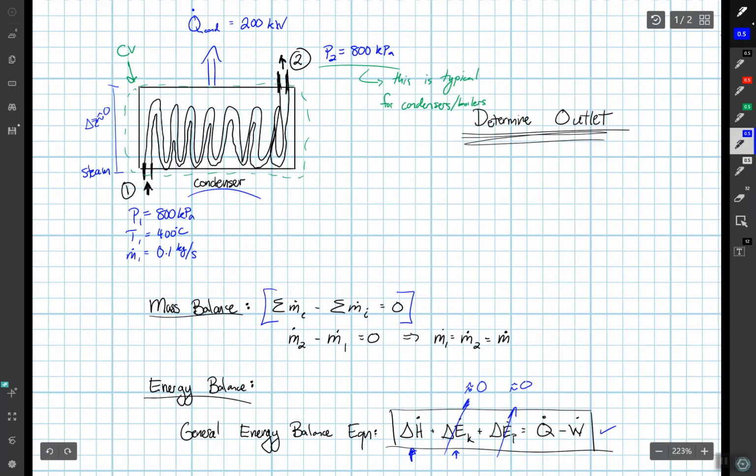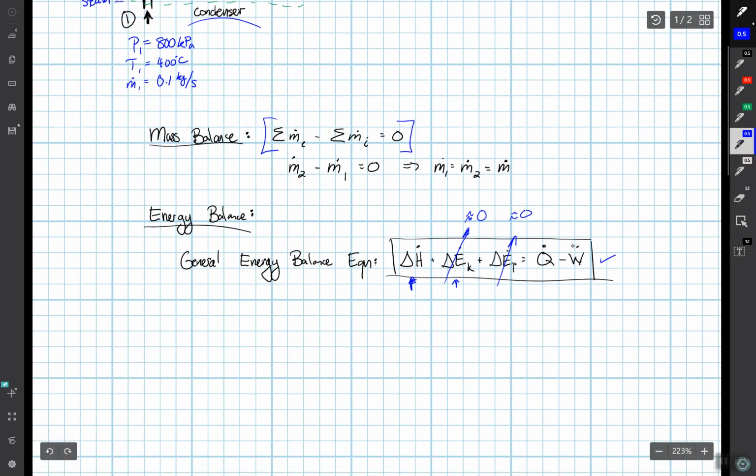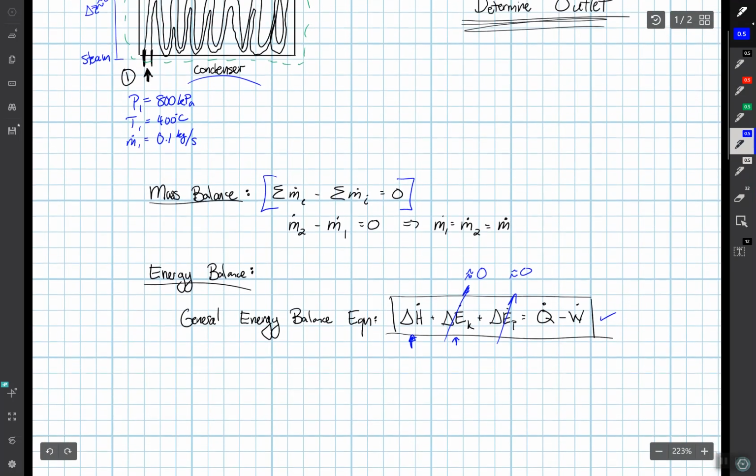The next one is heat. Is heat crossing the control volume boundaries, or is the system insulated from the environment? Is heat going in and out? In this case, obviously, we have heat coming out. We have a condenser duty of 200 kilowatts. So Q stays. The last one is work.